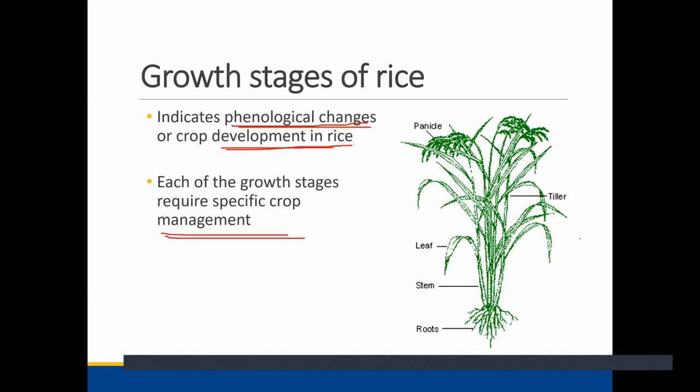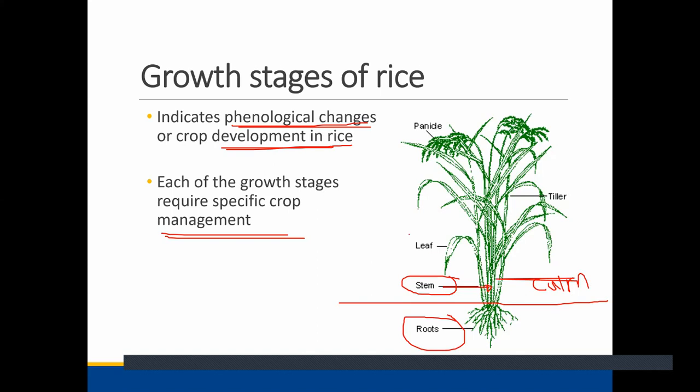On the right side, you see a picture. It's a typical rice plant. I want to show you because some of you may not know the different parts or organs it has. We will be using these when we study the growth stages. This is the below-ground portion where we have the roots. And then we have the stem. Since it's a grass, the main stem is called the culm.